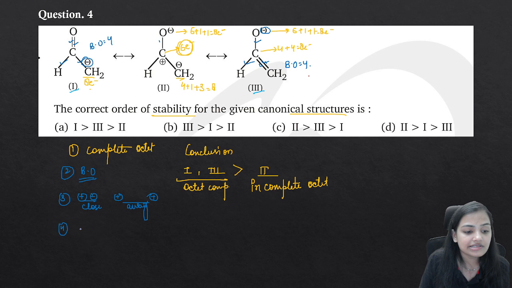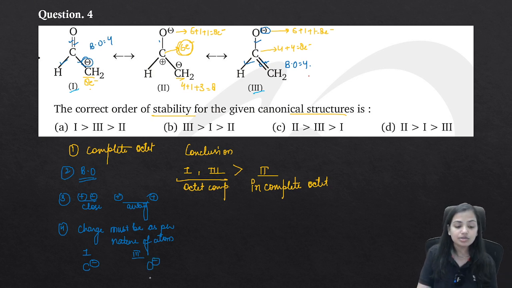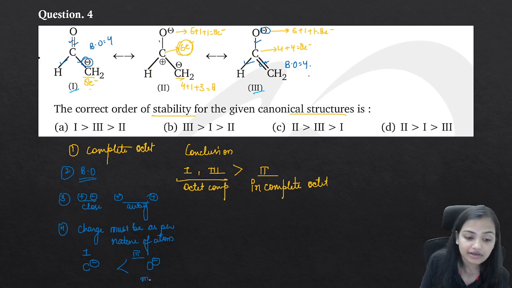The fourth point is that charges must be as per the nature of the atom. So if you go with this particular pointer, what do you conclude? Here, in structure number first, we have a negative charge over the carbon. In structure number third, we have a negative charge over the oxygen, so which is stable? Guys, out of carbon and oxygen, oxygen is more electronegative.